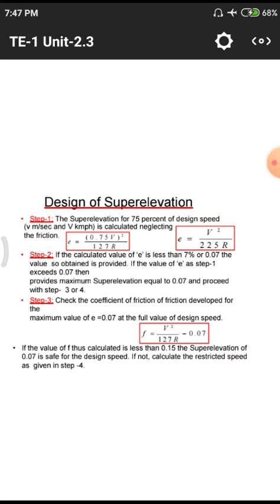Normally we have elevation plus friction also, but in some cases we neglect the frictional forces, so that we only consider elevation. We have e equal to v square by 127 r or 225 r, depending upon whether velocity is in meters per second or kilometers per hour.